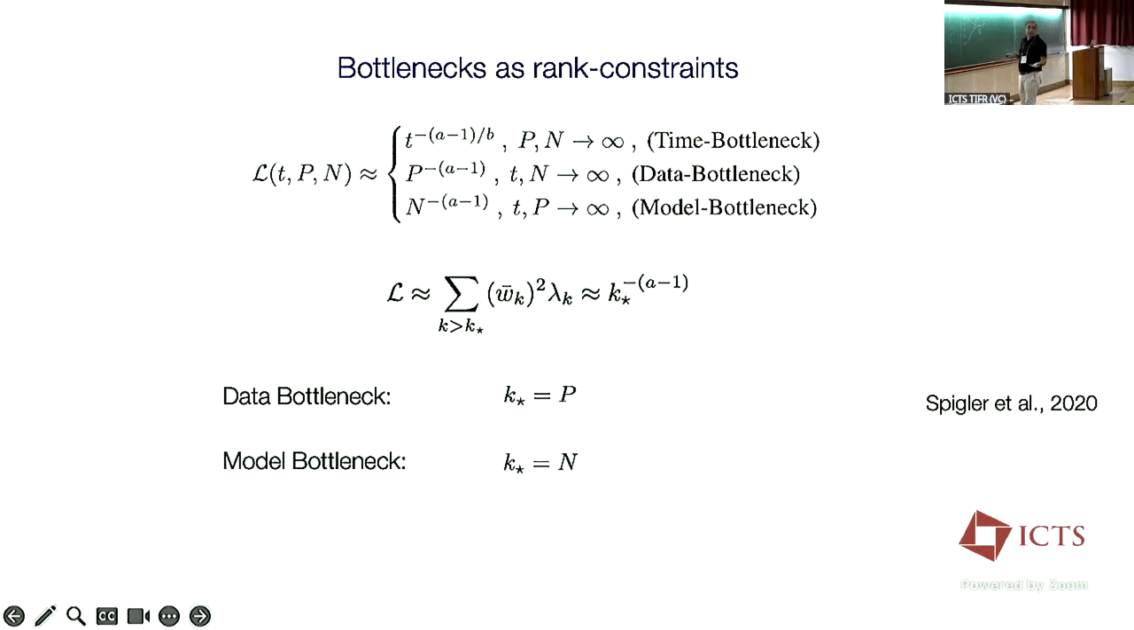If you're model bottlenecked, it's the same thing. Given the number of parameters, it allows you to learn a certain number of modes up to that k star. Beyond that, you don't have power to learn, so the tail sum becomes the error. And the time bottleneck is basically the same thing. You just have to understand that because of the time scales involved, which are modified by the power of the corresponding mode, k star goes like T to the 1 over b of this power. So if you plug that in here, you get the particular k star, and the tail sum gives you the power.